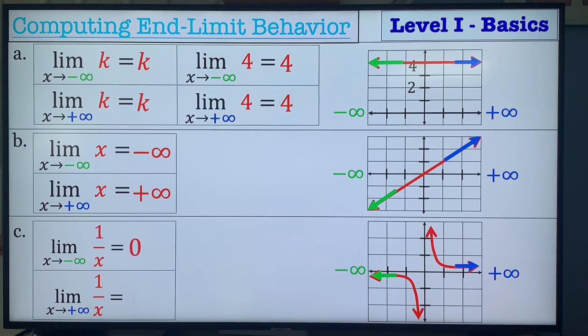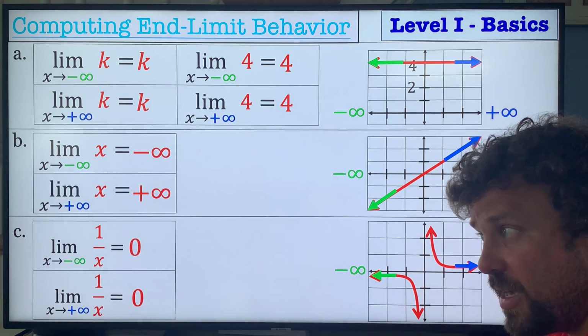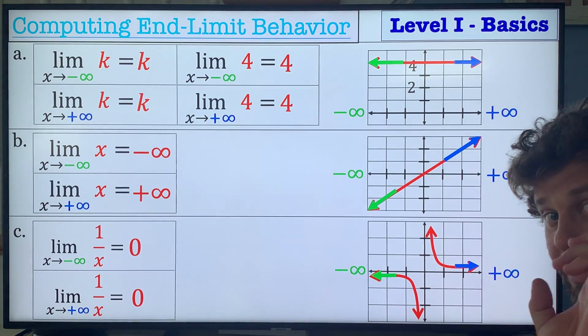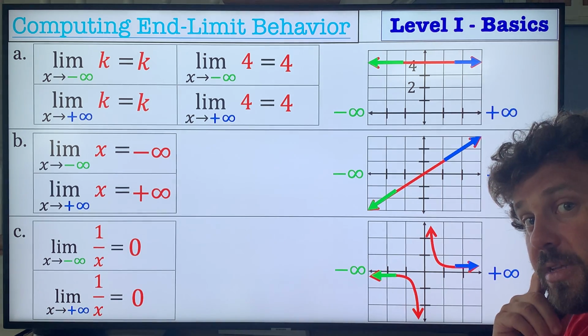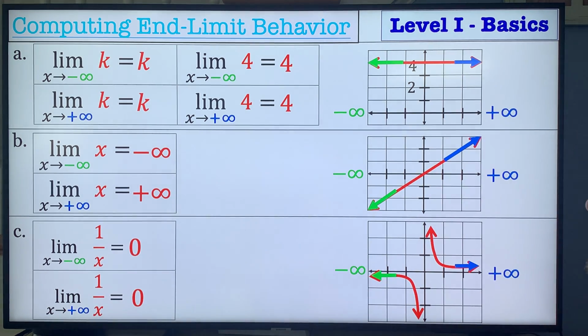0. It's pretty much a horizontal asymptote at 0. So 1 divided by a positive or negative infinity is always going to be 0. And that's going to be very important in about 5 minutes. Got it? Can you remember 5 minutes from now? I'm going to refer to this. All right, let's go.